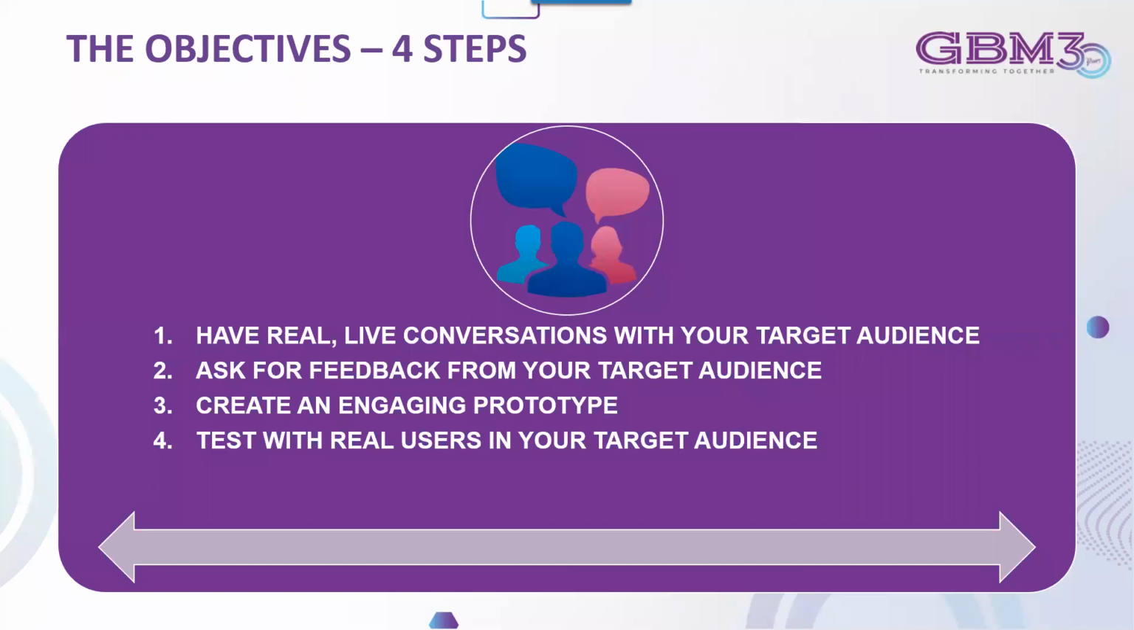And whilst I said there were 4 objectives, 4 steps to the objectives, there are actually a 5th one, which is repeat 1 and 4. Go around this loop as many times as you need to do to actually make sure that you've actually really understood what the objectives are of the exercise.